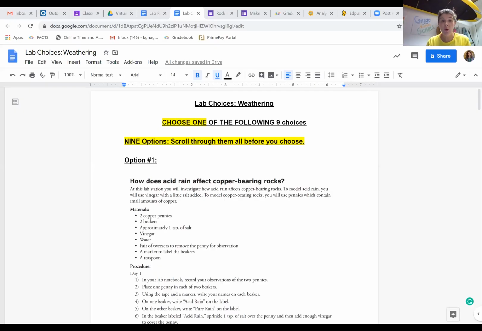What materials do you have at home? What are you going to be able to conduct in your house, in your space? So you need to review all 9 options before you choose. I'm going to go through those 9 options with you right now. So we have lab choices, weathering. Again, choose one of the following 9 choices. We're going to scroll through them all before you choose.